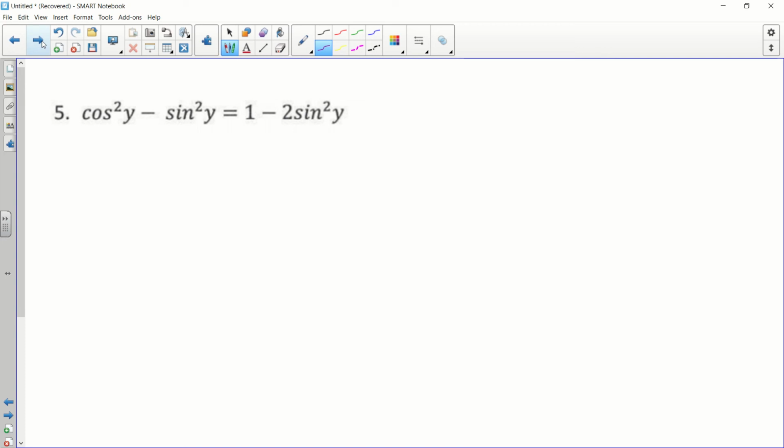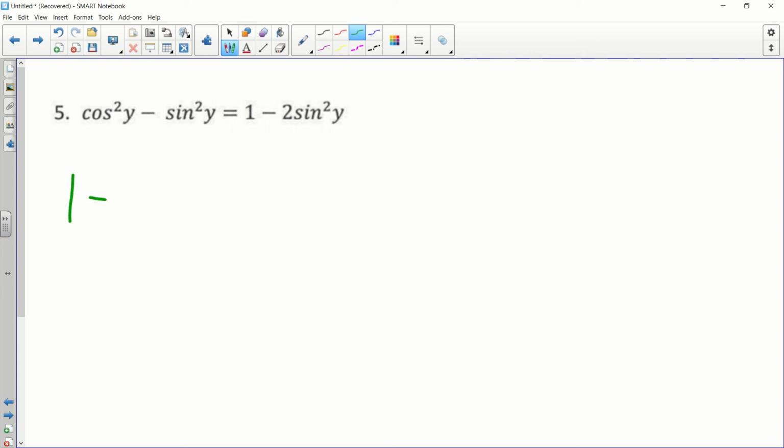So I have the cosine squared of y minus sine squared of y is equal to 1 minus 2 sine squared of y. My initial instinct when I see those squares is to check my Pythagorean identities. Looking at the left-hand side, there are no Pythagorean identities with cosine squared minus sine squared. But I see that everything on the right, the only trig function is sine, and I know I can change cosine into sine, so I'm going to try that.